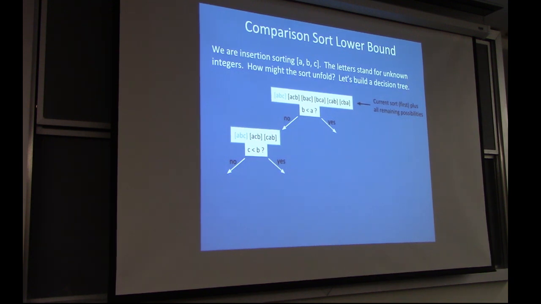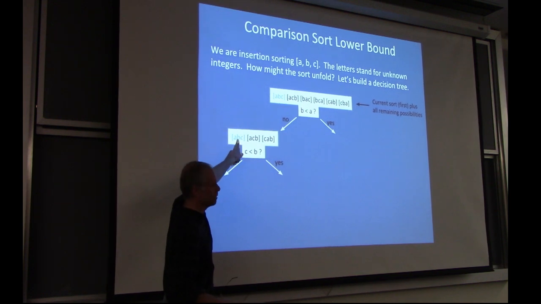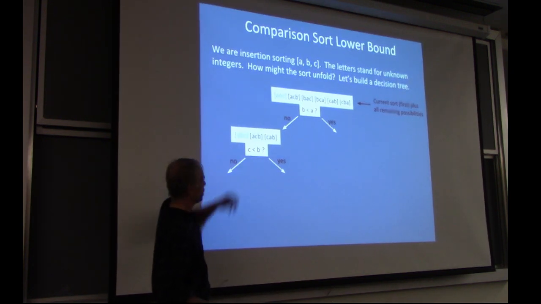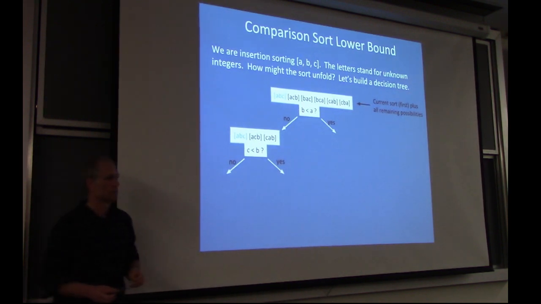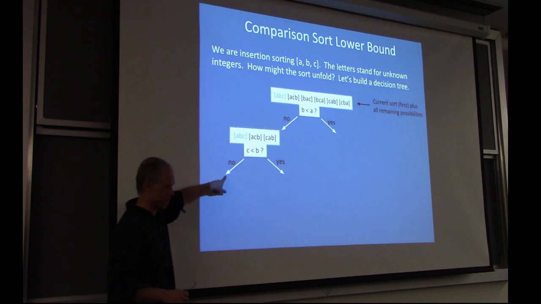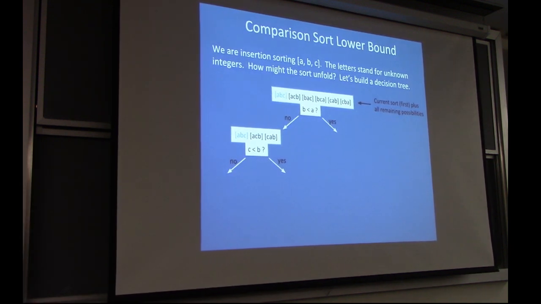No, I'm sorry, not C and A. It's going to try to push C to the left, so first we'll compare C to B. And if C is less than B, will anything change? Will anything get swapped? If C is not less than B? No. Nothing will be swapped, and at that point we'll be done with the sort.